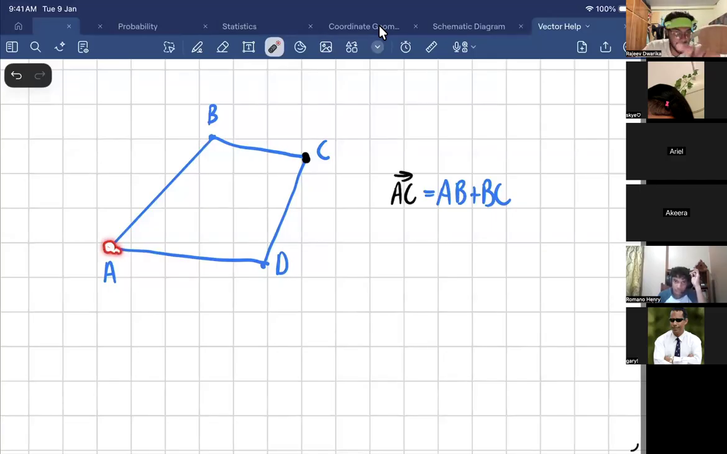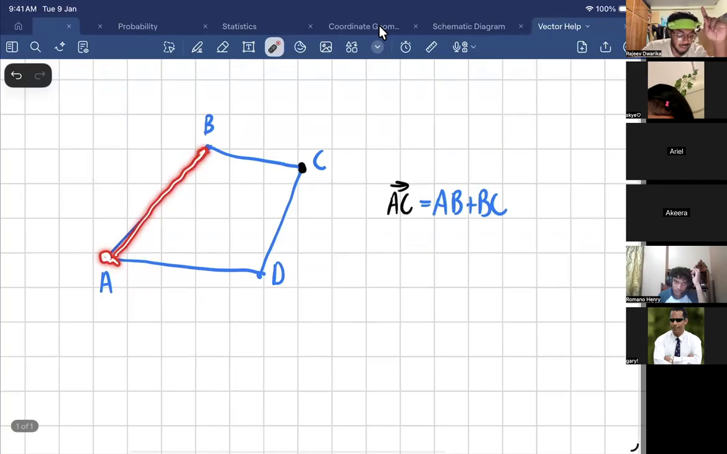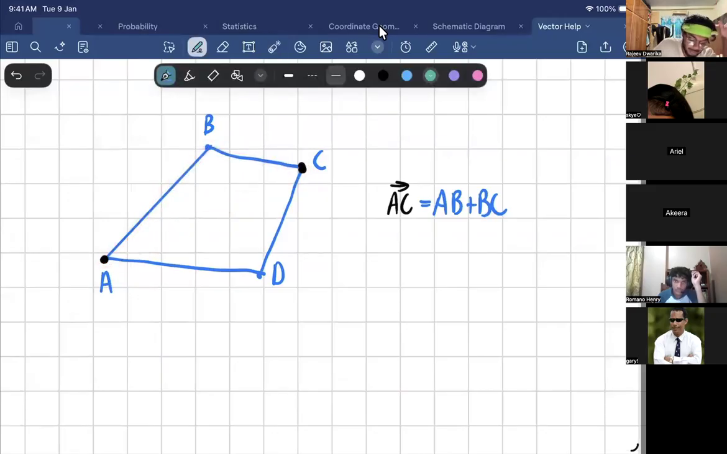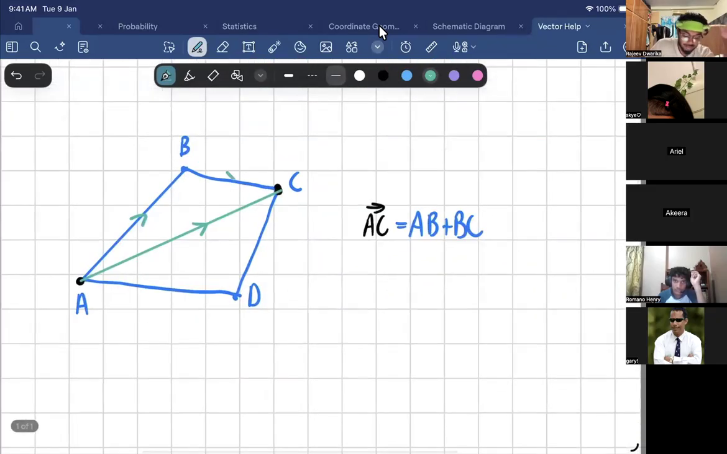If I want to go from A to C, I go from A to B and then B to C. And that would carry me from A to C. So if I were to draw that as a vector, it would look like this. And to go from A to C, I had to go from A to B and B to C. Once you could understand this simple concept, you're covered for like most of vectors. Everybody understand the simple concept? A to C. Yes, sir.